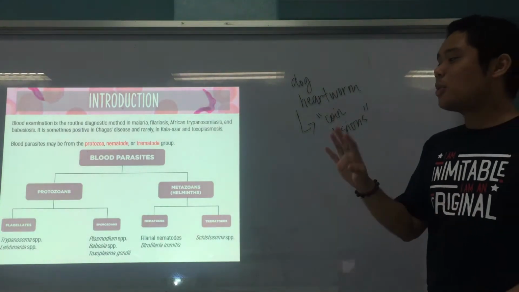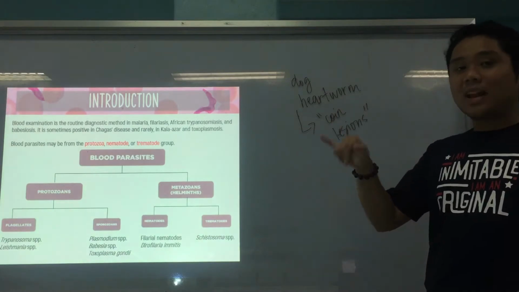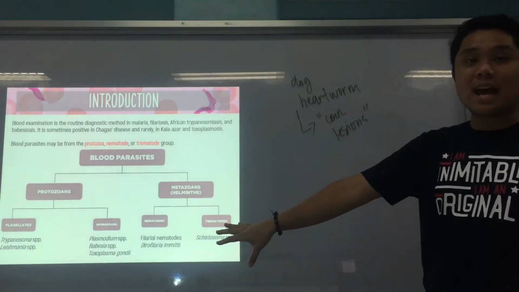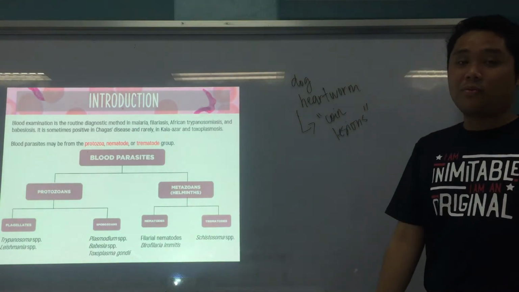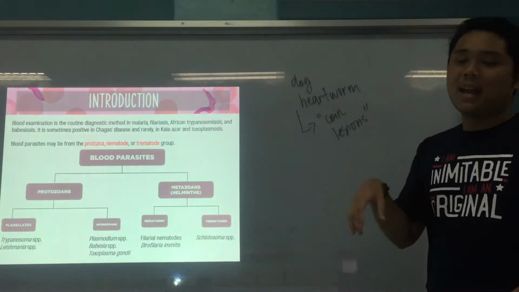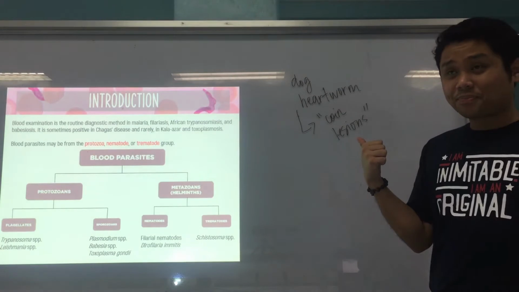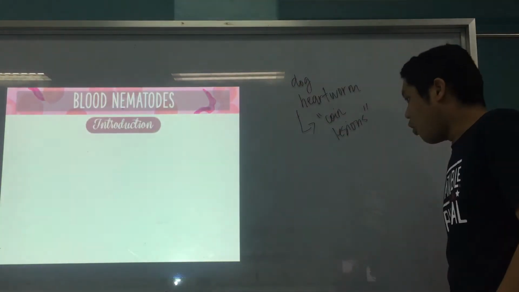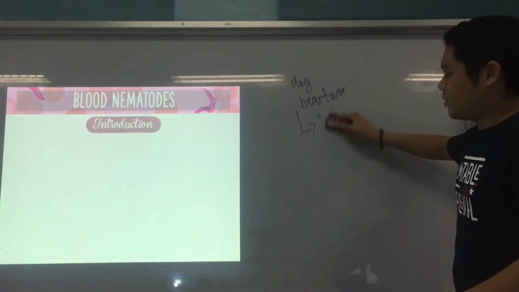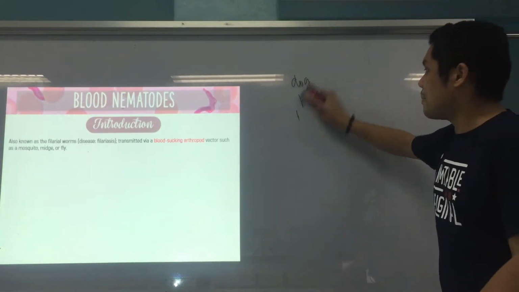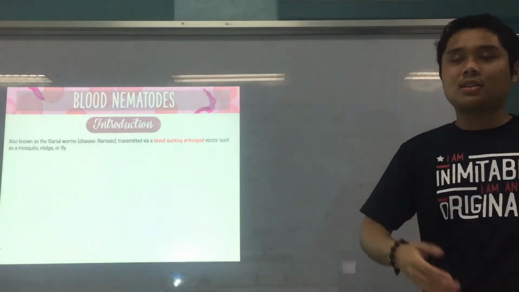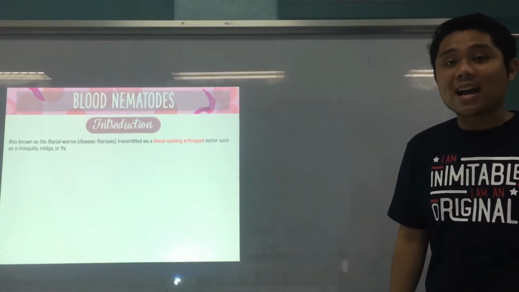Anyway, alright. So what we're focusing on now in this lecture are the flagellates, hemoflagellates, your sporozoans, except Toxoplasma gondii, and your nematodes, your filarial nematodes. And that will be the first type of parasites that we're going to discuss, your blood nematodes or your filarial nematodes. Now, what are these blood nematodes? They're also known as your filarial worms because they cause the disease known as filariasis.